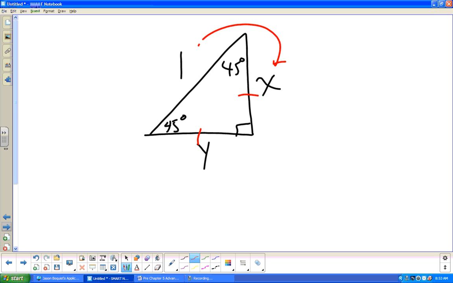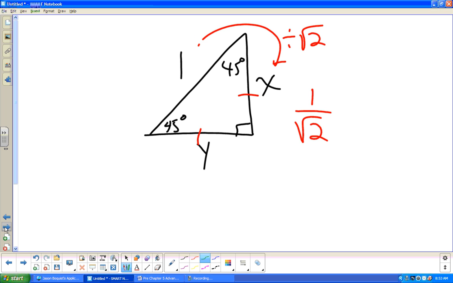We know square root of 2 is that special number for the 45, 45, 90. So if I multiply by square root of 2, I'm actually going to make it bigger. And I don't want to do that, so we're going to divide by square root of 2. In other words, it's 1 divided by square root of 2. That is unacceptable in here. Radicals in the denominator are not okay. How do we take care of that?